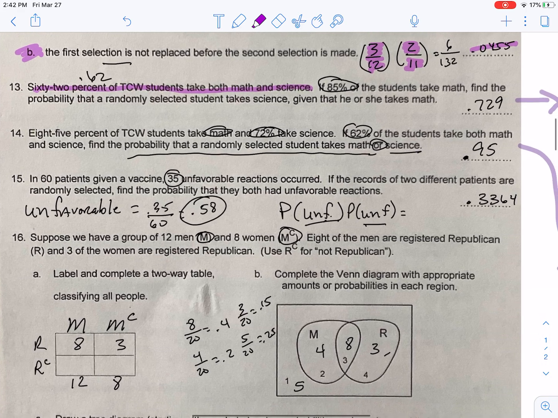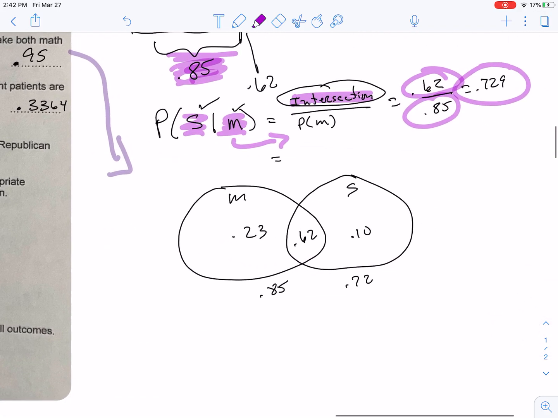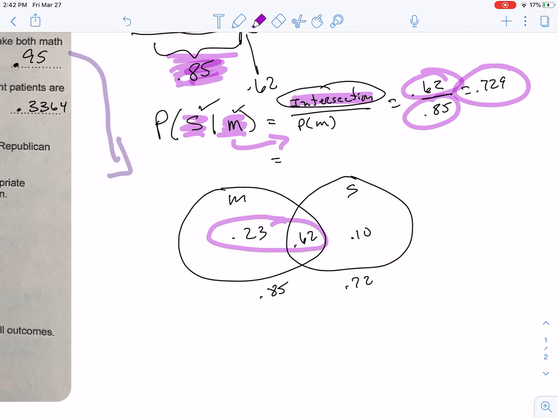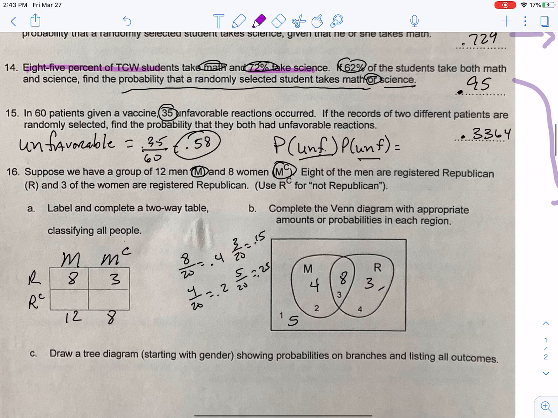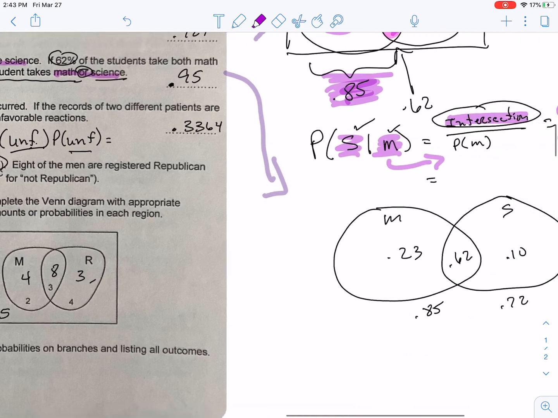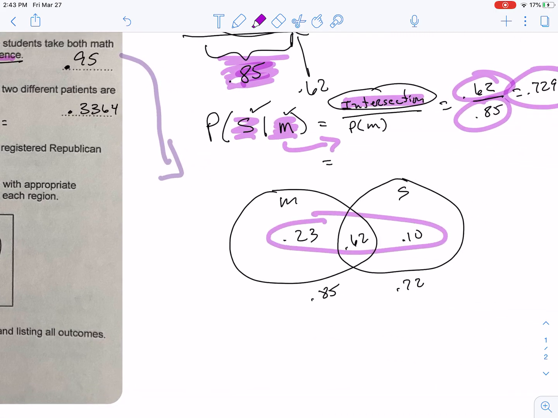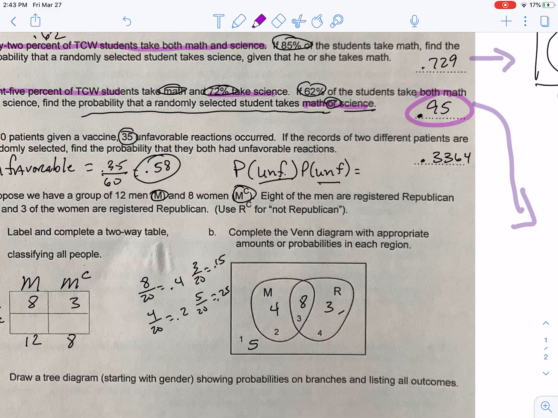On number 14, it tells you that 85% take math, 72% take science. So when we break it down, these 2 add up to 85% for math, and these 2 add up to 72% for science. I found this one out by knowing that 0.10 plus 0.62 has to give me 0.72. Now, the answer to the question, find the probability that it's math or science, you simply add these 3 together. Remember, you can only add this one once. So those 3 added together add up to 0.95.